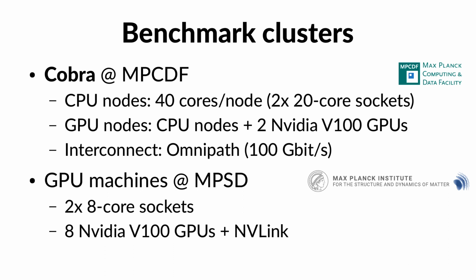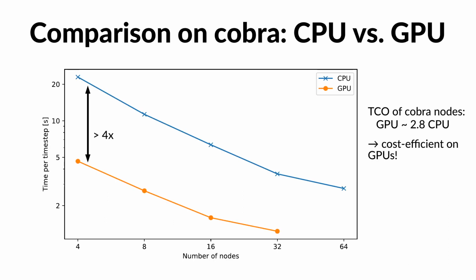So first of all, let's look at benchmarks in Cobra. And here I show you a comparison between a CPU and a GPU run. What you see on the y-axis is the time per time step in seconds, and on the x-axis the number of nodes. And as you can see, both scale quite well up to a certain point. But more important, here on the left hand side you see that the difference between those versions is more than 4x, so it means that the GPU version is more than 4 times faster than the CPU version, sorry.